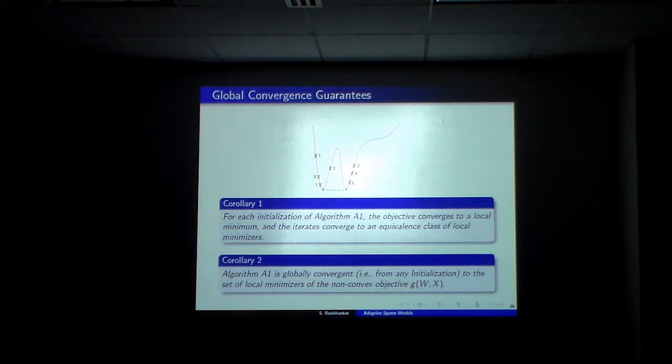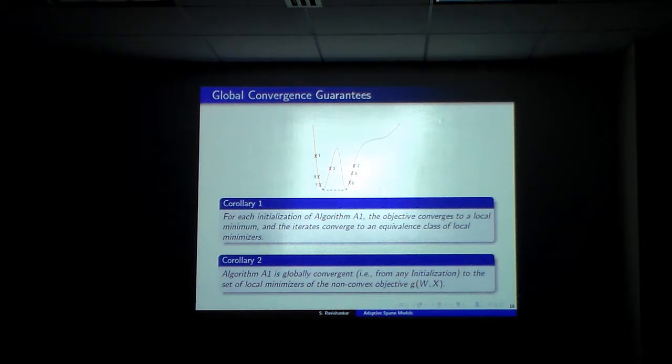So what does corollary 2 say? I'm confused by what you're saying. This is just giving the convergence from any initialization. If you fix the initialization, the algorithm converges to an equivalence class of local minimizers. By equivalence class, I mean local minimizers that achieve a certain fixed value of the objective, and the value depends on the initialization. But if you want to look at convergence irrespective of initialization, then you can say that the algorithm converges to the set of local minimizers.